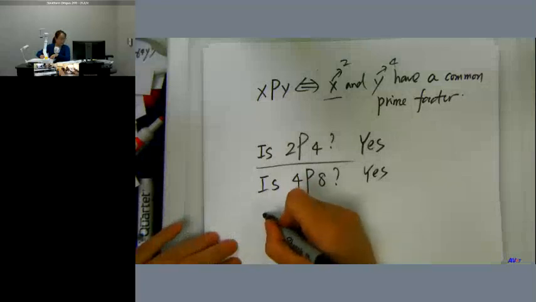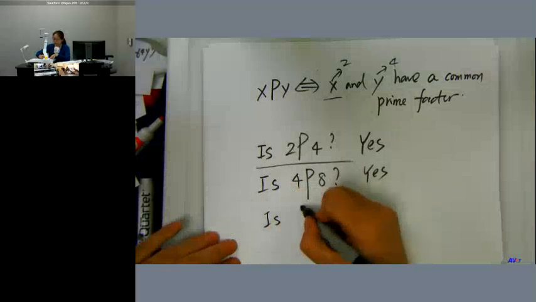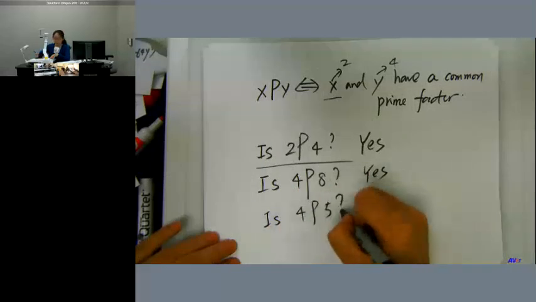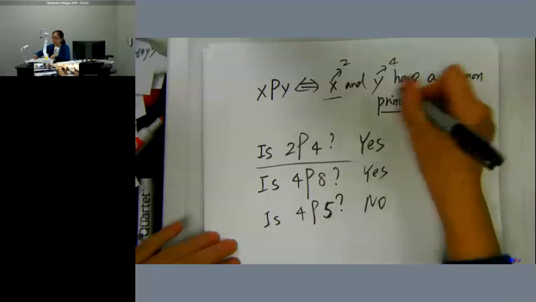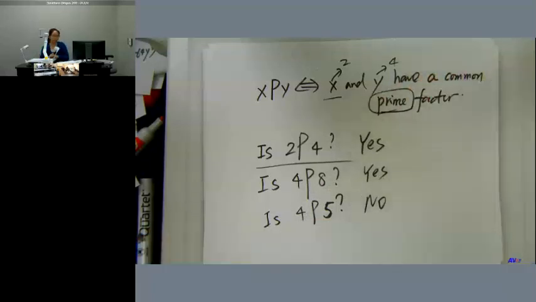What about 4 and 5? Is 4 related to 5? No, because the only number that goes into 4 and 5 is 1, and 1 is not prime. So you have to have a prime factor, right? So you would say no. Okay, that's how you check how to do number 8.